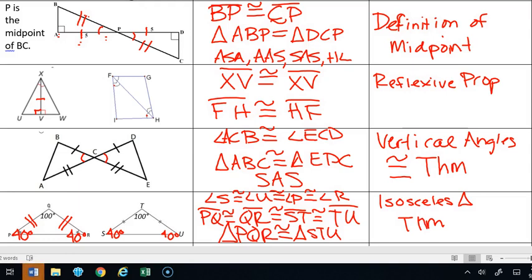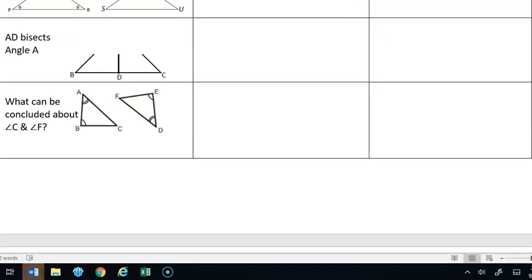And what was I going to say? Again, these triangles could be congruent by side angle side or angle angle side or angle side angle. Any one of those would have worked for this one. So our last two concepts, I don't know where in the world my triangle went. Oh, there it is. We have that AD bisects angle A.